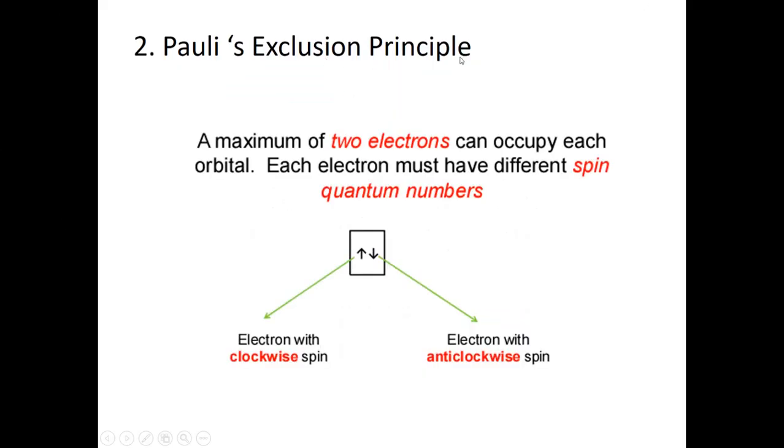And then Pauli exclusion principle. A maximum of 2 electrons can occupy each orbital. Each electron must have different spin quantum number. Maksudnya bila kamu isi dalam kotak tu, kamu kena ikut Pauli's exclusion principle. Maksudnya hanya 2 elektron dibenarkan. Kamu tak boleh buat 3, 4 and so forth. Maksimum elektron dibenarkan adalah 2. And then dia punya configuration tu mesti different spin number. Maksudnya satu clockwise ke atas, satu anti-clockwise.